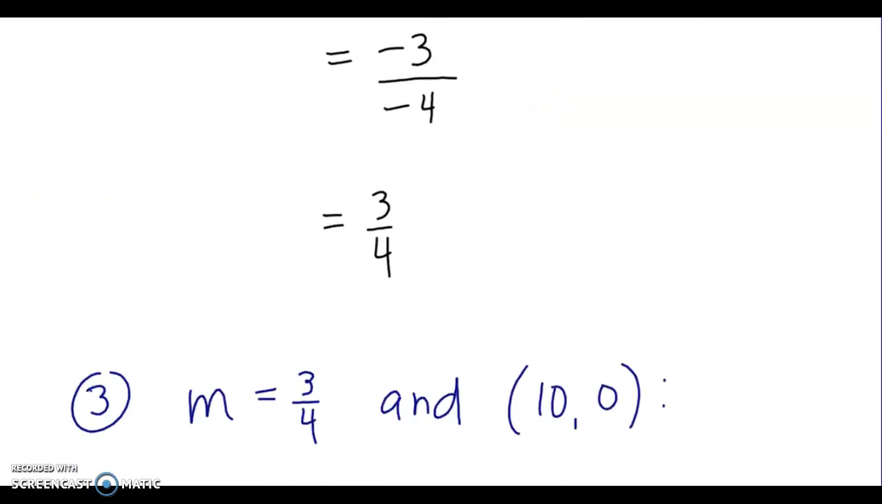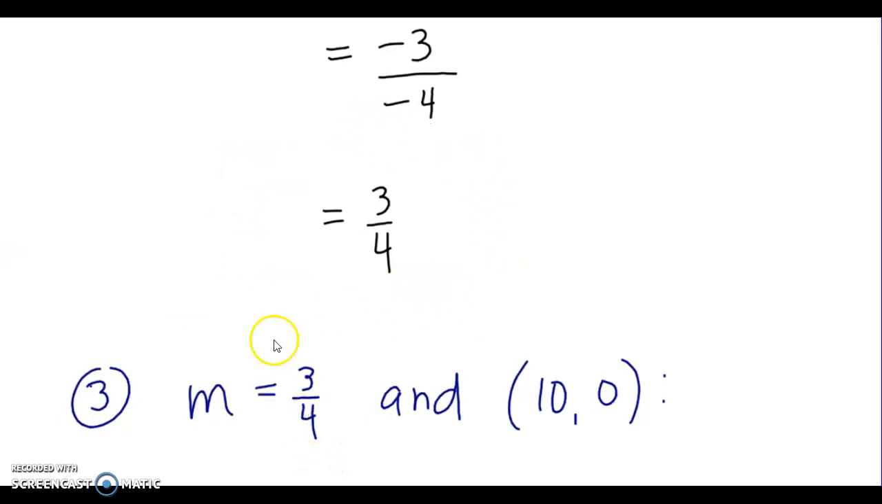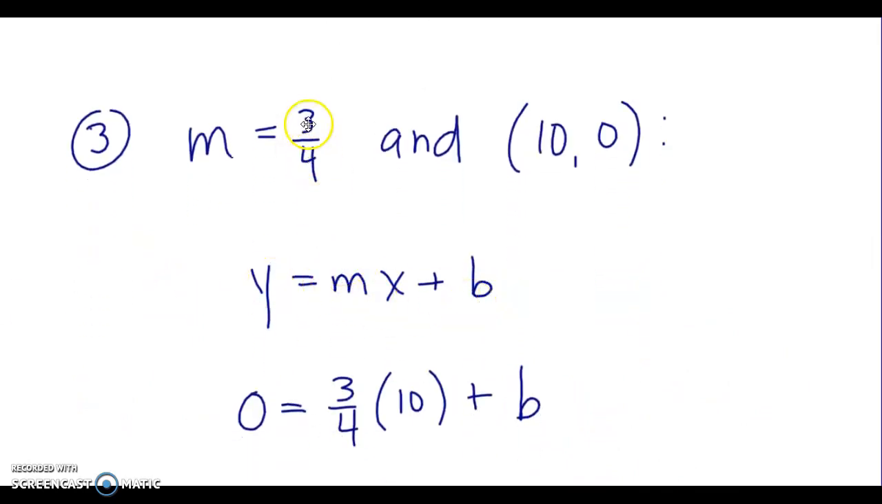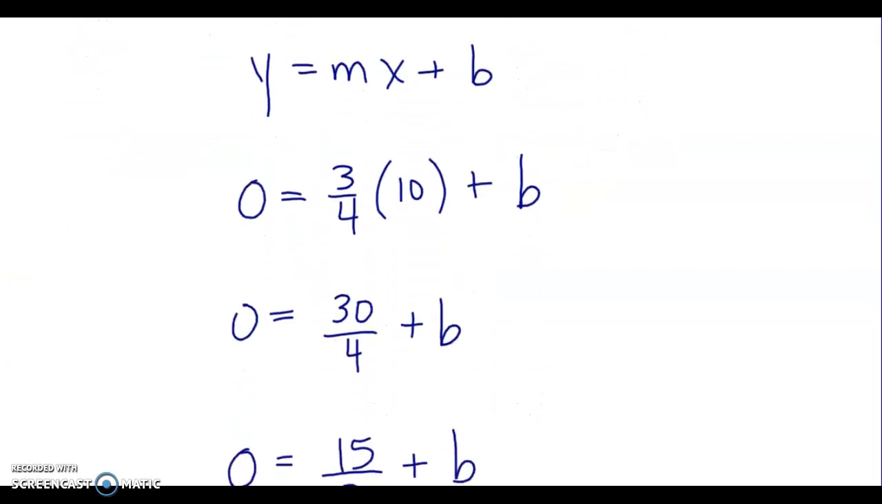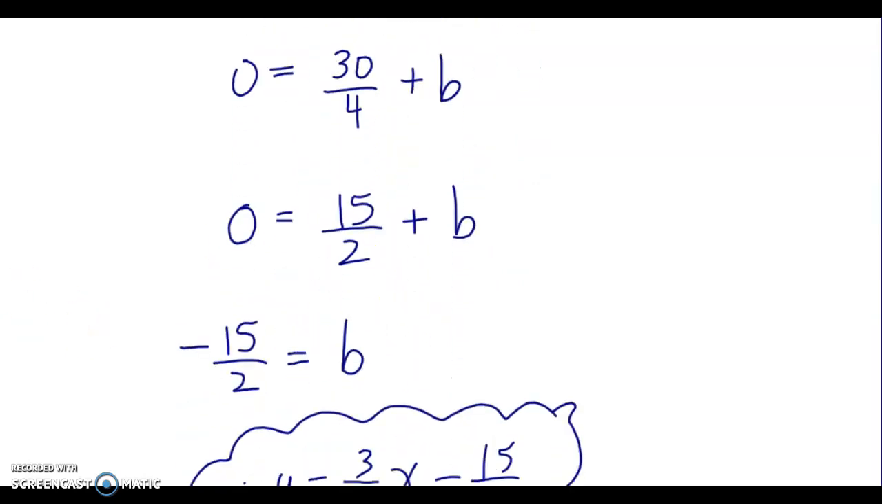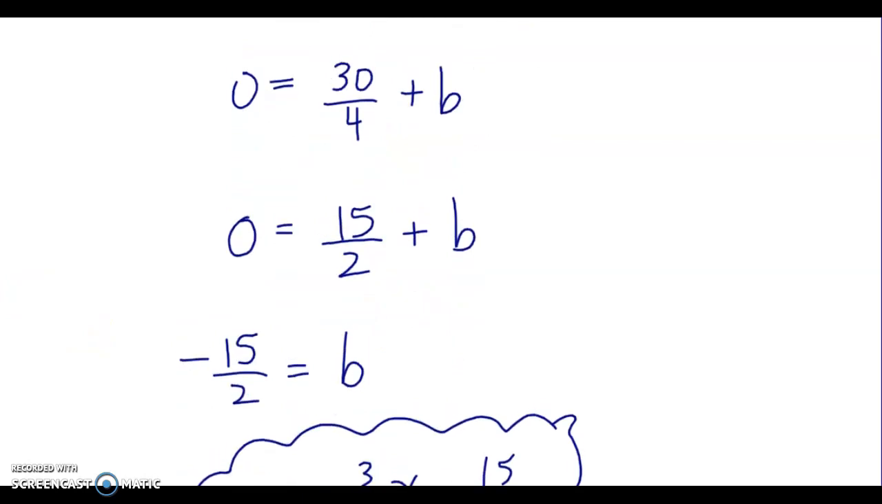So what we are interested in is the line that has this slope, 3 over 4, and passes through this point, this x-intercept, remember? So y equals mx plus b. Well, m is 3/4, and here's my x, here's my y. I'm going to plug those in so I can solve for b. Be careful, this is the x-intercept, not the y-intercept. So x is 10, y is 0. Plug those in, and I solve for b. So 0 equals 30 over 4 plus b. I can reduce this to 15 over 2. Move it over to the other side, and I get b equals negative 15 over 2.